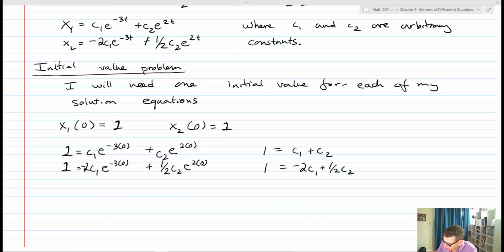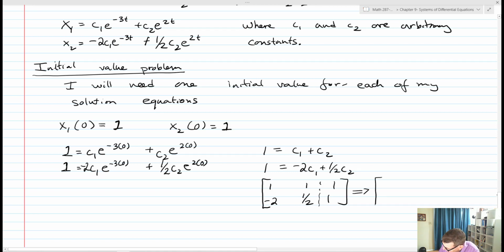We can then just set up an augmented matrix here. If we just kind of turn it around, we'll end up with 1, 1, 1, and negative 2, 1/2, 1. And when we take the RREF of that, that's going to end up giving me 1, 0, negative 0.2, and 0, 1, 1.2. So the results of the initial value problem are going to be that x1 of t, my function, is going to then equal negative 0.2 e to the negative 3t plus 1.2 e to the 2t.